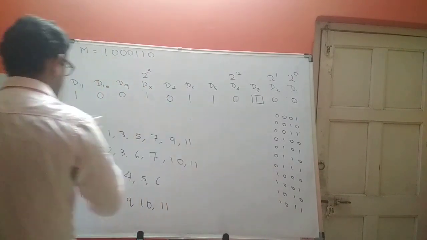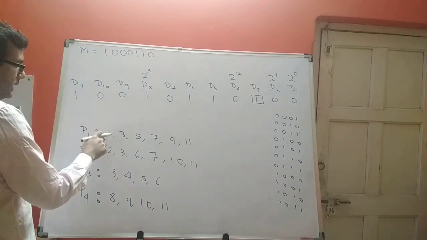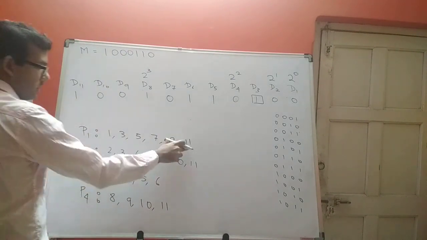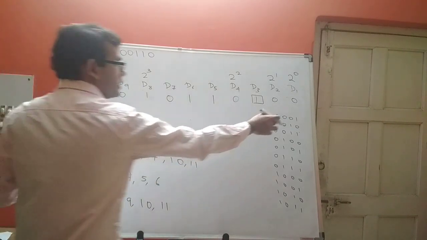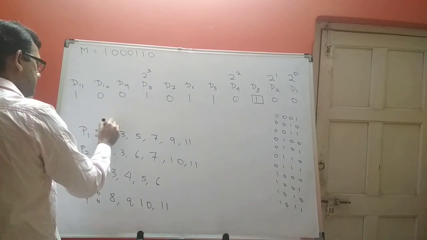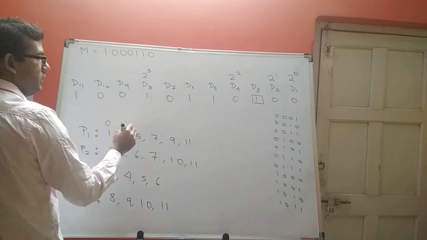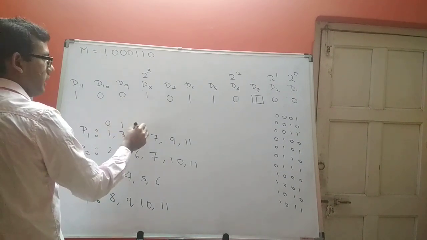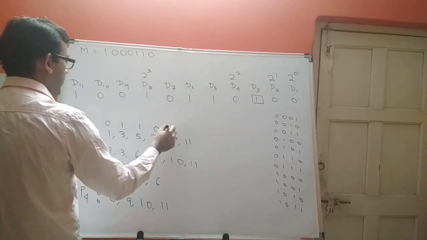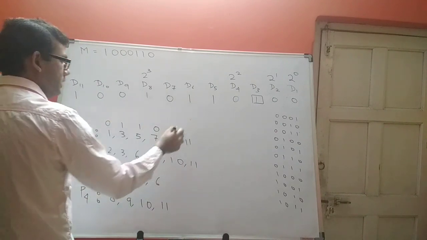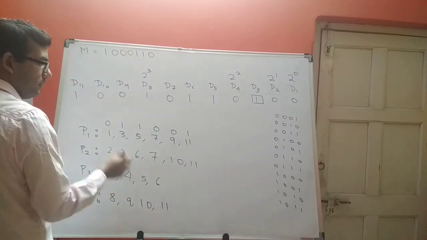Yeah, now look. Now let's say these positions are depending on P1. What are these positions? 1, 3, 5, 7, 9 and 11. So what is at 1? At 1 you have 0. At 3 you have 1. At 5 you have 1. At 7 you have 0, at 9 you have 0, and at 11 you have 1, right? This is what you have.